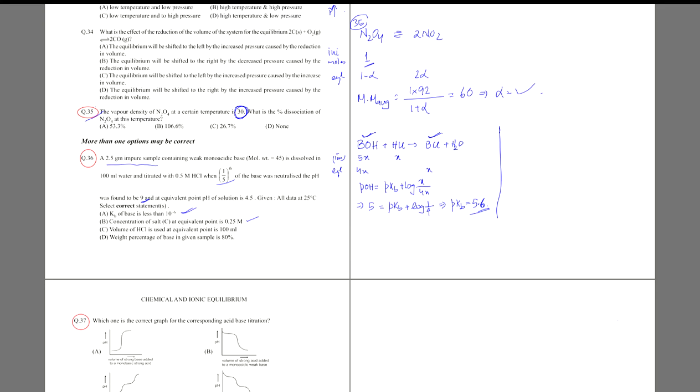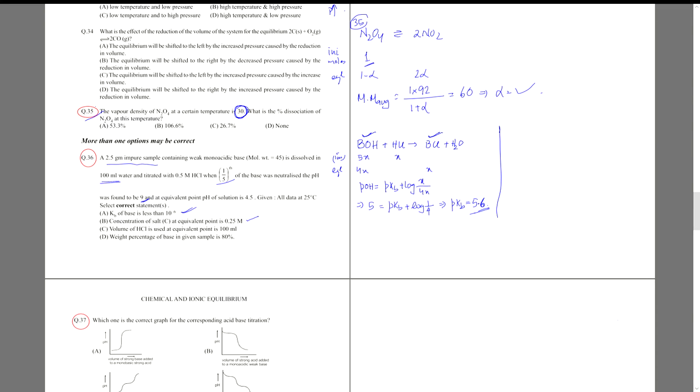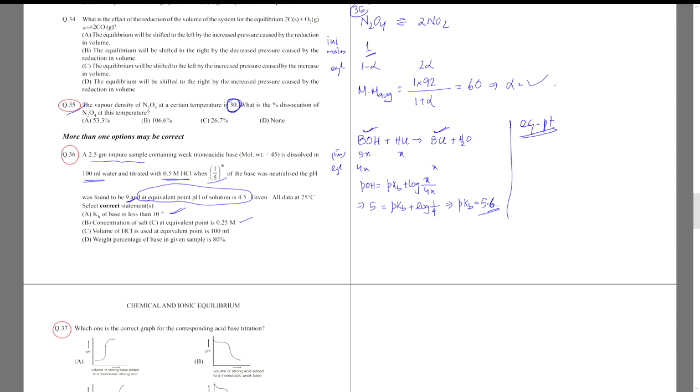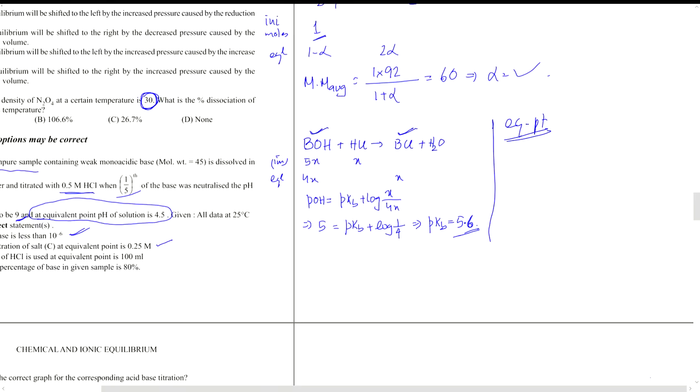So we had 100 ml of water to begin with, and we have 0.5 molar of HCl. There's one more piece of information. It says at the equivalence point, pH of the solution is 5. Now at the equivalence point, BOH is completely used up and you only have BCl.